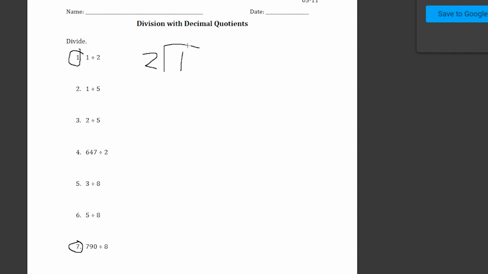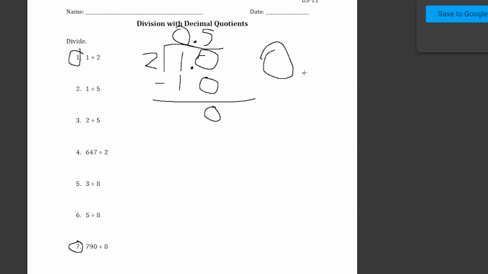So we know that 1 can't go into 2, so we're going to put a 0 as a placeholder right away and a decimal since we know that 2 is greater than 1. We also need to put a decimal here, and we're just going to put a 0 here as another placeholder. Now we're going to treat this as a 10, and we know that 10 divided by 2 is 5, so we're going to write 5 here, and we're going to check our work by saying 10 minus 10, and we have no more remainder. So for number 1, our answer is 0.5.